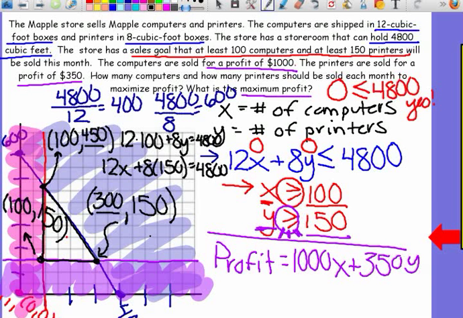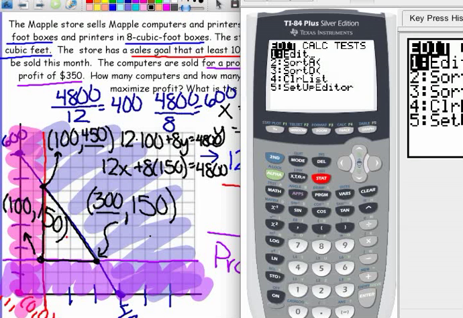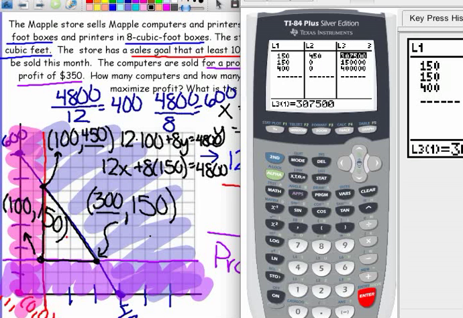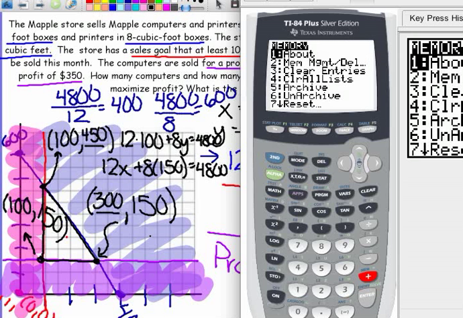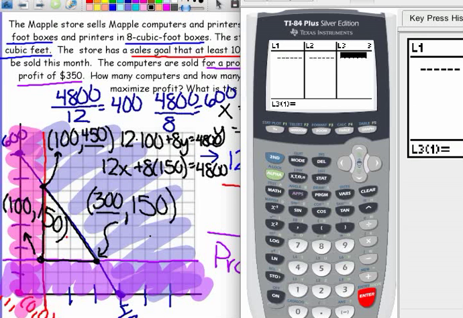Those are our vertices. Now, the next thing we're going to do is put those vertices in our list. This is, I think, the most clever way of doing it. So first I'm going to clear my lists. And we'll move over. Okay, so our x coordinates are 100, another 100, and the third coordinate has 300 as its x. Next to them, we're going to put the y's.